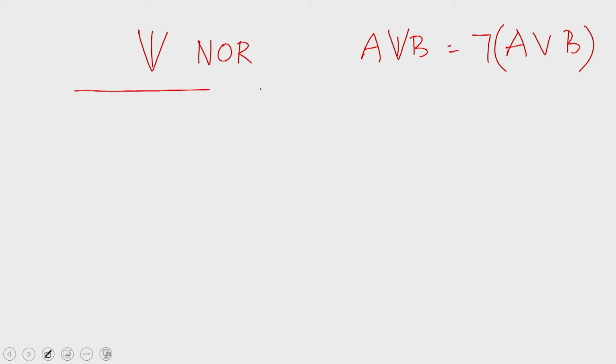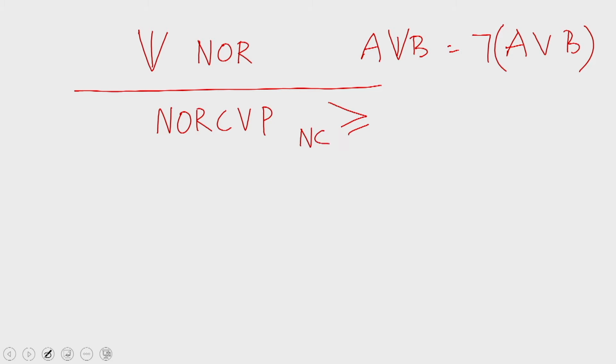Now, it can be easily shown that NOR CVP is harder than CVP, or CVP is NC reducible to NOR CVP. That is because when we are given an instance of CVP, we can convert it into an instance of NOR CVP. Mind you, CVP is a general Boolean circuit, and in NOR CVP we are supposed to contain a Boolean circuit with only NOR gates. So, an instance of CVP can be converted into an instance of NOR CVP by replacing every single gate of CVP with an equivalent circuit using only NOR gates.